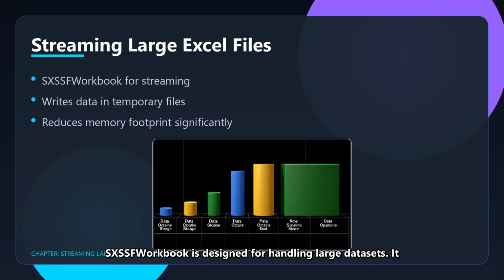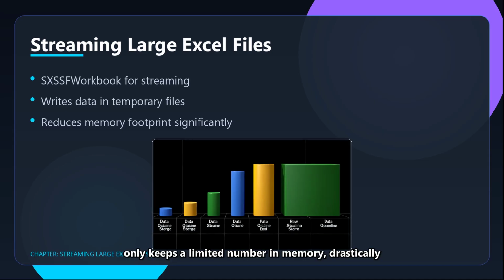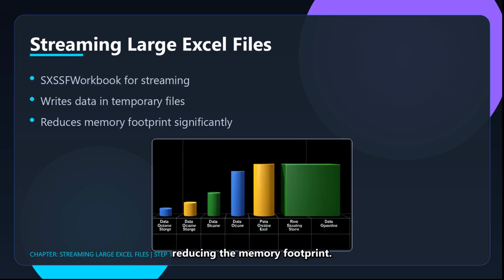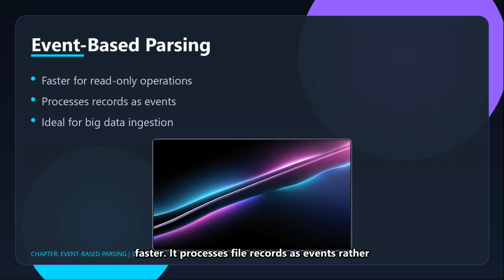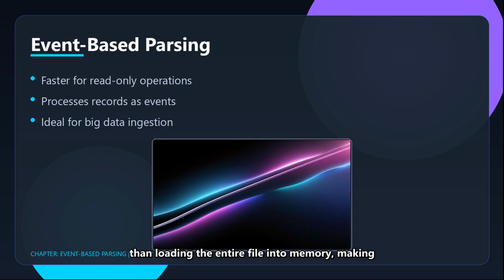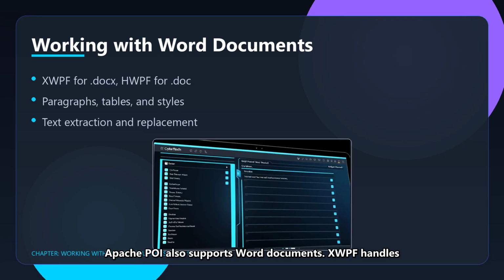SXSSFWorkbook is designed for handling large datasets. It writes rows to disk in temporary files and only keeps a limited number in memory, drastically reducing the memory footprint. For read-only tasks, event-based parsing with XSSF is faster. It processes file records as events rather than loading the entire file into memory, making it perfect for big data scenarios.